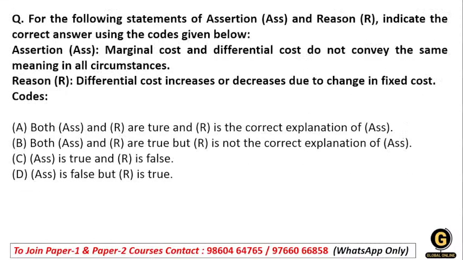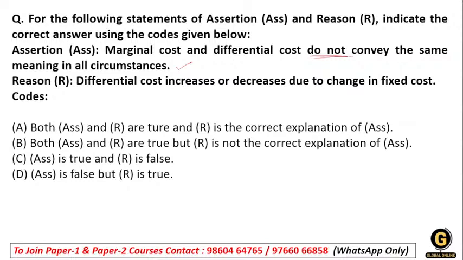Okay, now the next question. For the following statement, an assertion and a reason are given to you. So here the assertion is what? The assertion given is that marginal cost and differential cost do not convey the same meaning in all circumstances. And the reason behind that is that the differential cost increases or decreases due to a change in fixed cost. So here the assertion is true, but the reason is false.